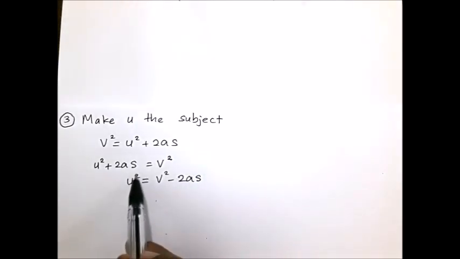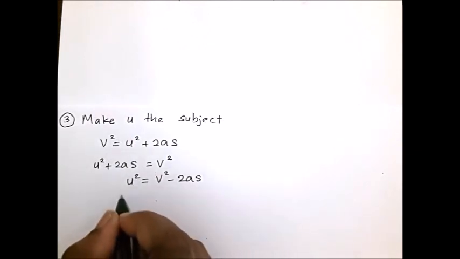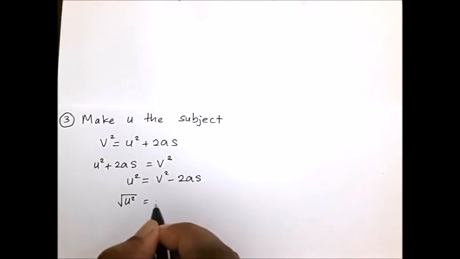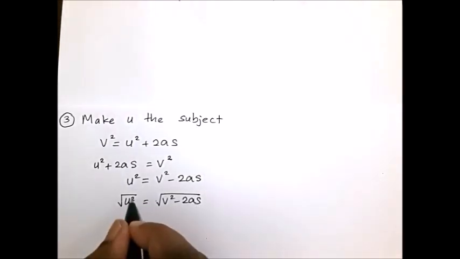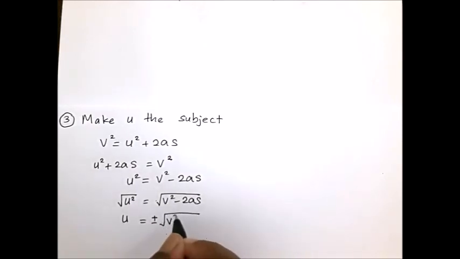Now you have to subject u. You have to remove squared. To remove squared, take the square root of both sides. Here squared and square root cancel. Only u remains and write plus or minus. When you are taking square root of a certain term, you have to write plus and minus both answers.